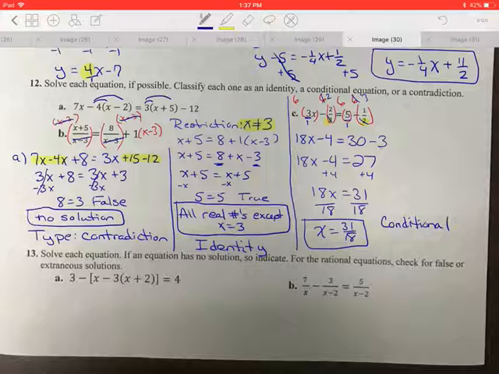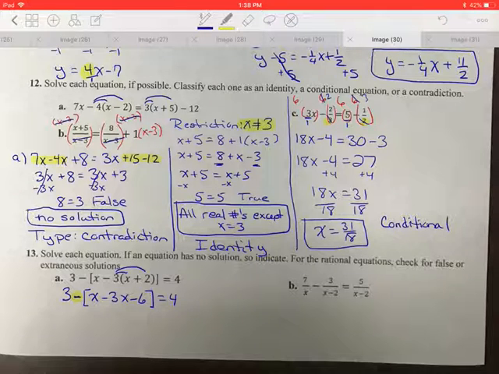All right, so if we look at the bottom, not a lot of room here, but we're going to solve these equations. Notice that A has two sets of grouping symbols. So I'm going to start on the inside, and I'm going to get rid of the inside set by distributing the -3. So I have to keep the brackets, keep the x. That'll be a -3x minus 6, and that equals 4. So notice when I distributed, those parentheses are now gone.